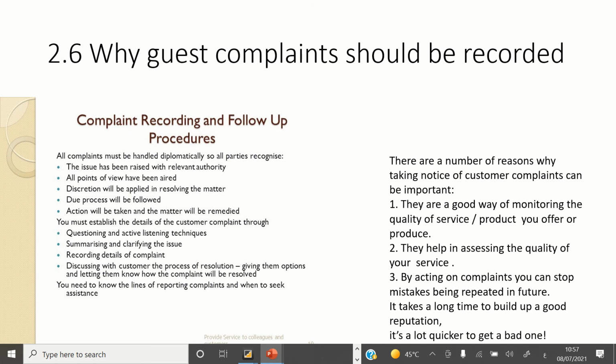After reporting to the managers and resolving the issue, we also need to keep a record of the incident. So we need to keep a record of what complaints we already have in the hotel, whether it regards the food, the cleanliness of the room, or missing objects in our room. We need to record the different complaints, and also that the issue has been raised with relevant authorities, so we know exactly who solved the issue. All points of view have been aired, so all the customers and the business have clarified the situation.